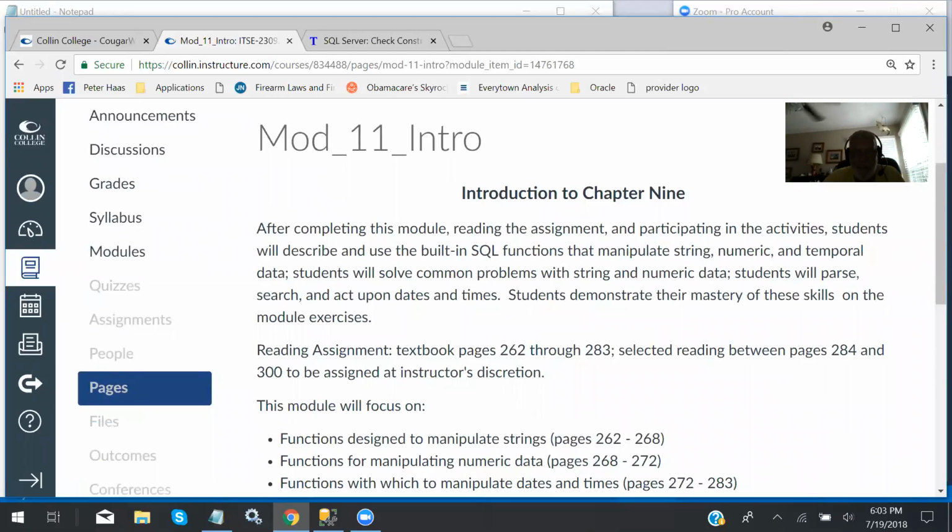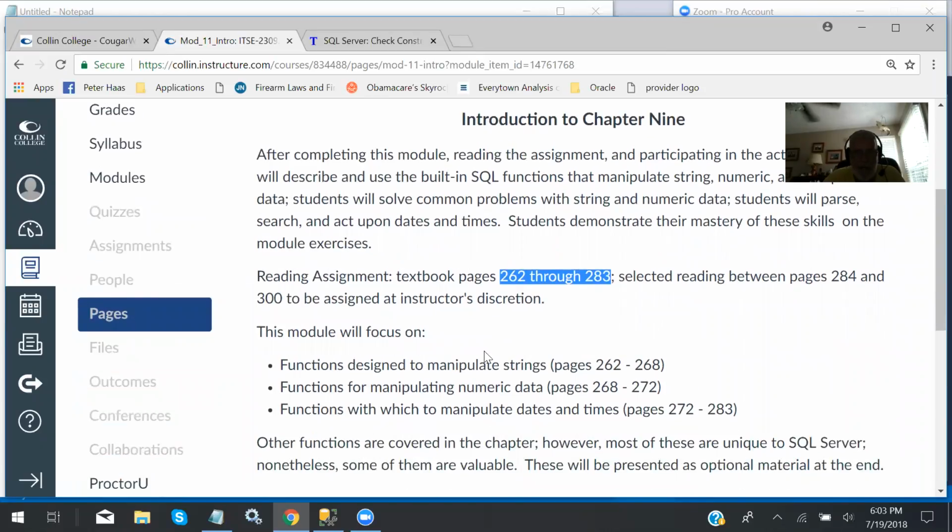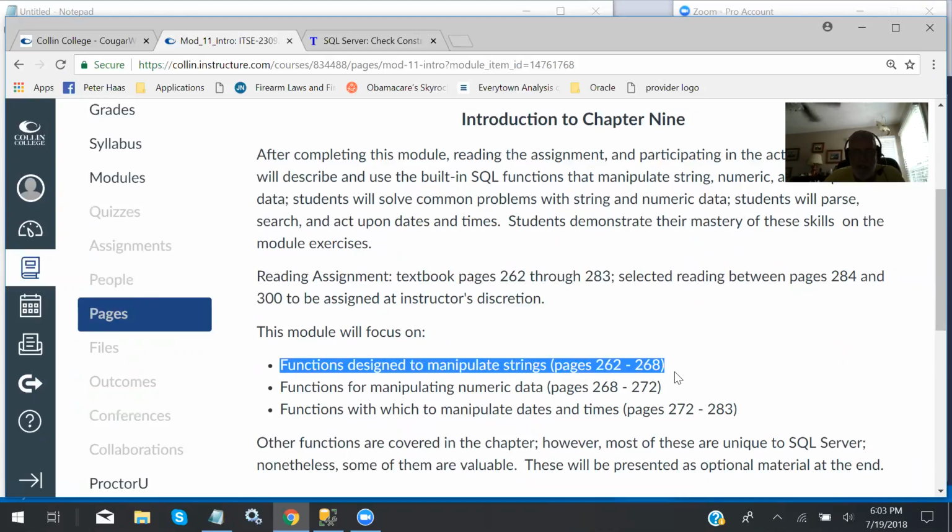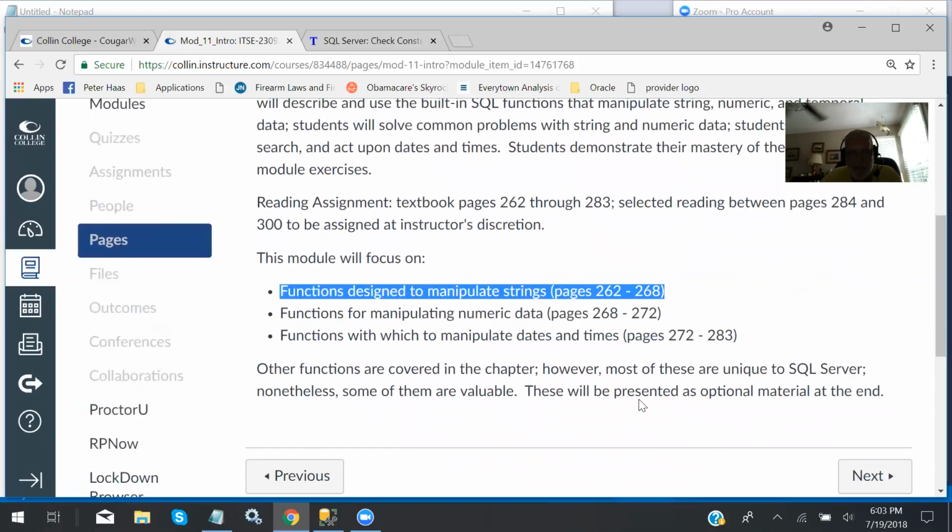The reading assignment is 263 to 283. And then I talk about some other stuff. For right now, I'm going to stay within this range, 262 to 283. First, we're going to talk about functions designed to manipulate strings, and then manipulating numeric data, and then manipulating dates. So first of all, let's start with strings, and then I'll come back to this page.